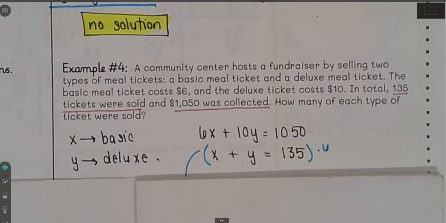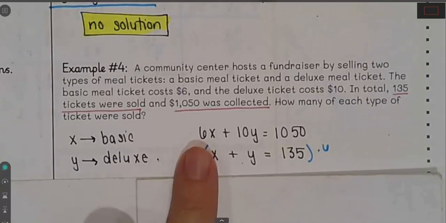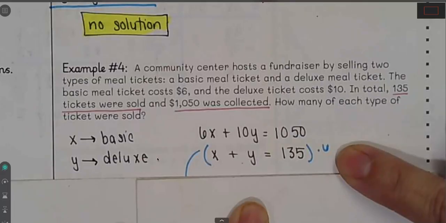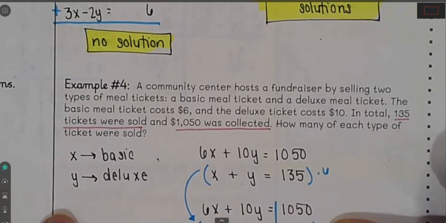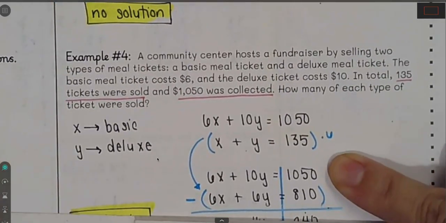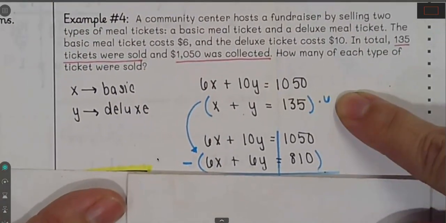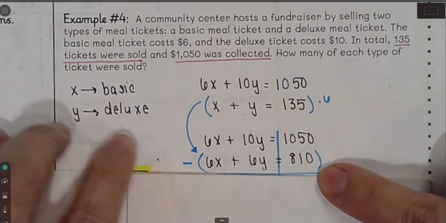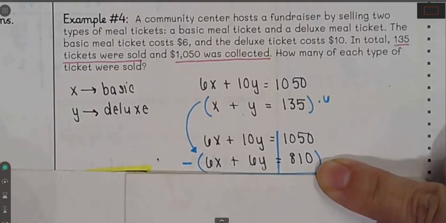Now, in this case, I'm going to use elimination, but you'll notice that neither of my coefficients match. So if I was to add or subtract, I'm not going to eliminate either of my variables. So before I add or subtract, I'm going to multiply my second equation by 6. So here's my first equation. I just rewrote it. My second equation, I multiplied everything by 6. So 6x plus 6y, 135 times 6 is 810. You are allowed calculators on this test.